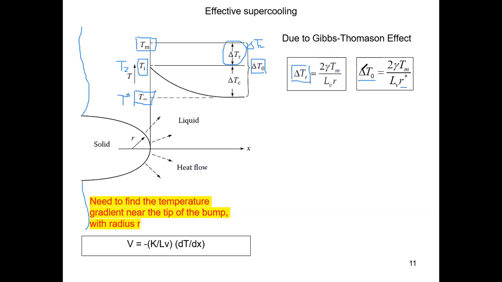Okay, this is how delta T naught is related to R star. And now when we have these two expressions, it's very easy to compute the effective supercooling. We call this the effective supercooling felt by this interface. We call this delta C, and from this relation, it's very easy to see that delta C simply equals delta naught minus delta R.